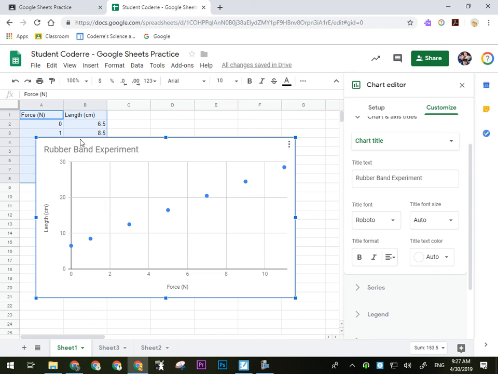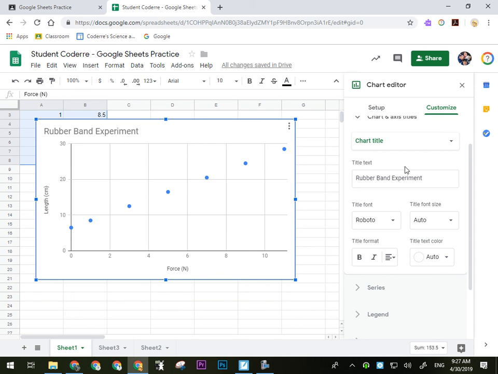And you can see that Google Sheets automatically updates that as you go along. All right, so now we've got a title that tells us a bit more about what's on this graph. I already knew it was a graph of force versus length just by looking at each axis, okay? But at least now it tells me it's about a rubber band. That's a little more context.